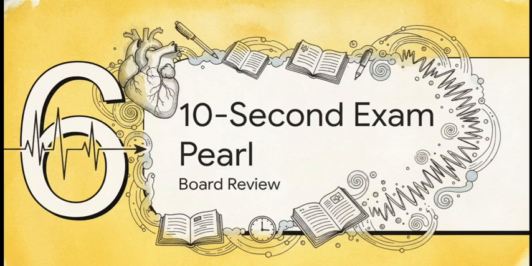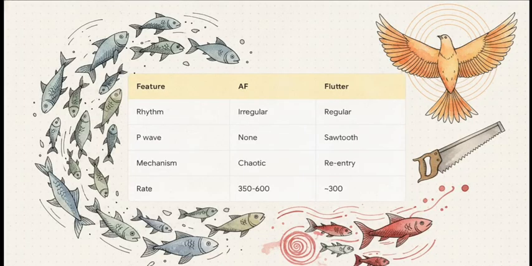All right, we have arrived at section 6, the climax of our explainer, the 10-second exam pearl. I want you to go ahead and take a mental screenshot of this table. It perfectly summarizes everything we've just learned right side by side. Let's recap. AF is irregularly irregular. Flutter is usually regular. AF has absolutely no P waves. Flutter replaces them with Sawtooth F waves. The mechanism of AF is many chaotic impulses. Flutter is one single reentry circuit.